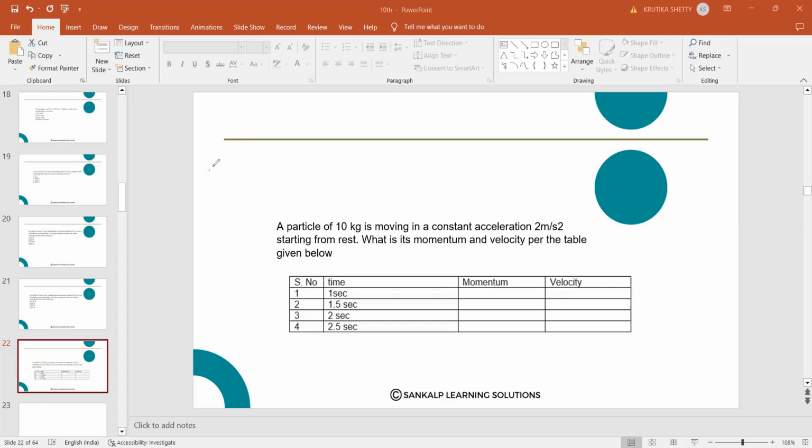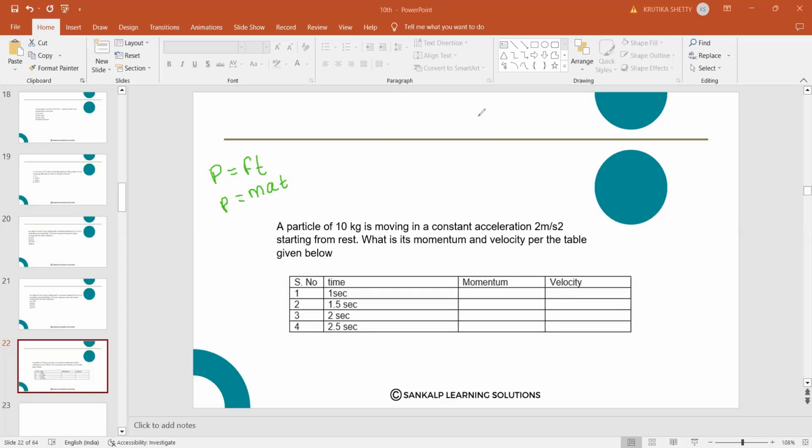According to Newton's second law, the momentum can also be written as F into t. The momentum can also be written as force into time. But here force is also not given. They have given time: 1 second, 1.5 seconds, 2 seconds, 2.5 seconds, but the F value they have not given. Then what about the F value? We can take it as mass into acceleration, because F is equal to ma, into t.